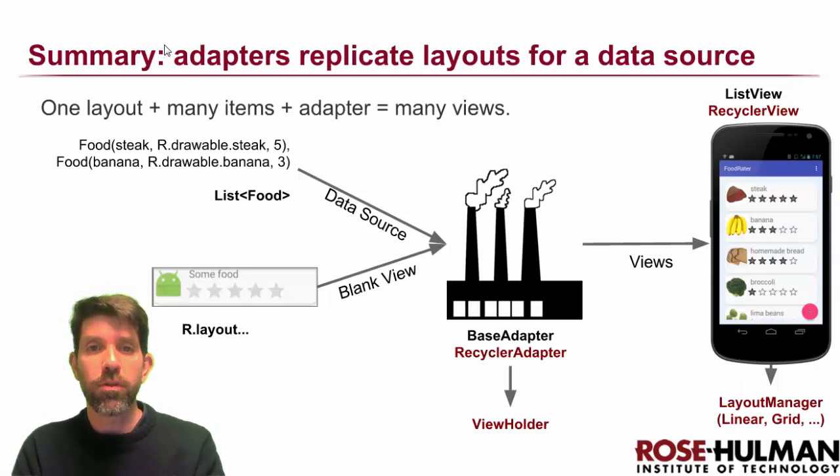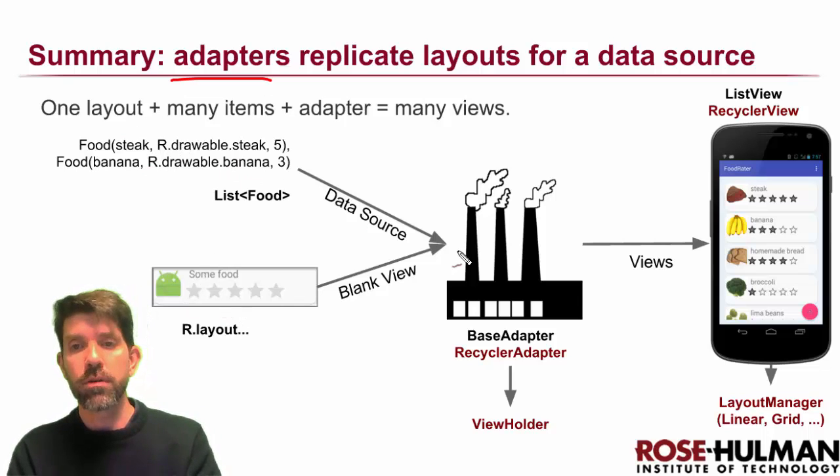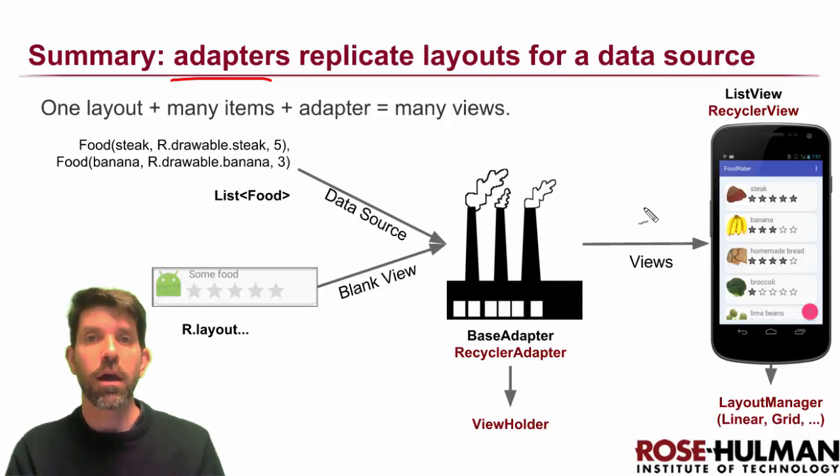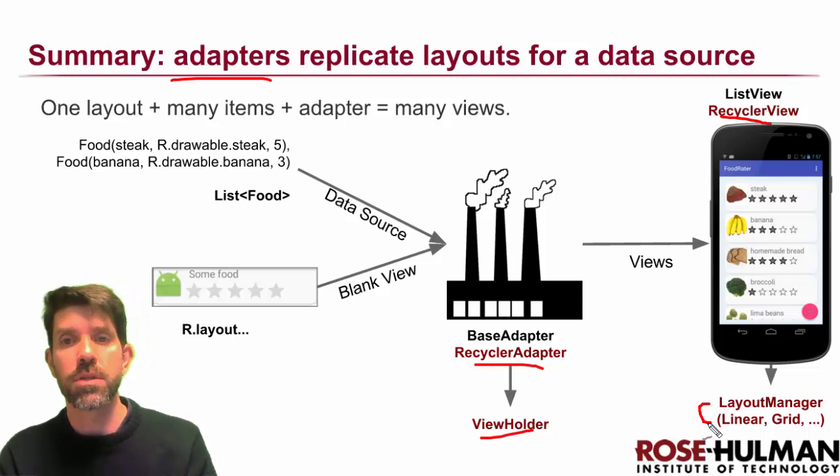Okay, so to summarize the whole thing, right? So a lot of stuff with adapters here, but again, the main idea that we got to remember is that we're taking a single little layout, and then we're taking some data source, and we're going to pull those into the adapter, which is going to then output basically a whole series of views that we can use within our recycler view or our list view. All right, and I added in some of the things that are new here, with the recycler adapter and its view holder, right? And then when we replace list view with the recycler view, then we also have the idea of a layout manager. That's one of the 3 types that we mentioned.